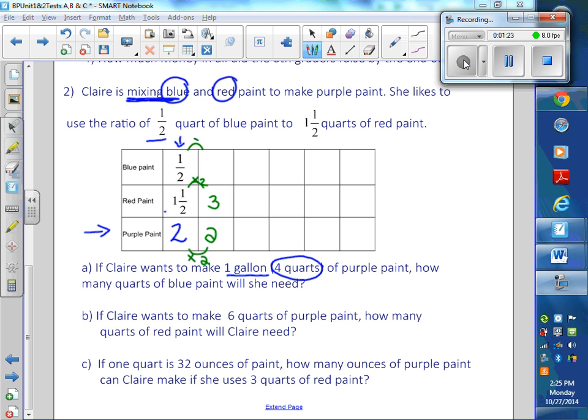Right. And so, because you're trying to... Oops, look at what I did. Doubled. That's 4. And because it says how many blue paint she needs. Right, so then reading the question. That's 1. Good job. It says if Claire wants to make 1 gallon or 4 quarts of purple paint, how many quarts of blue paint will she need? She will need 3 quarts.